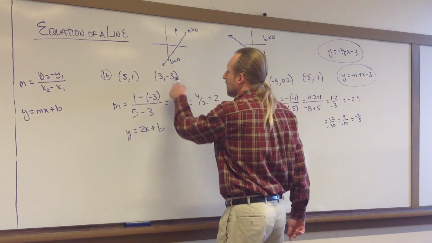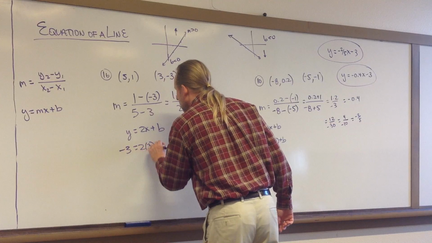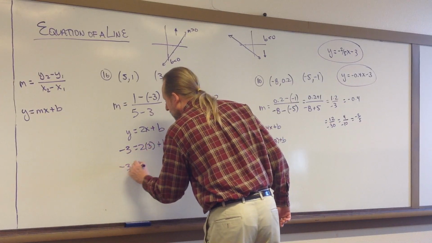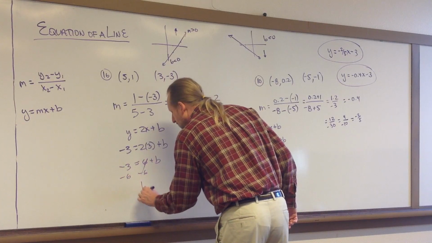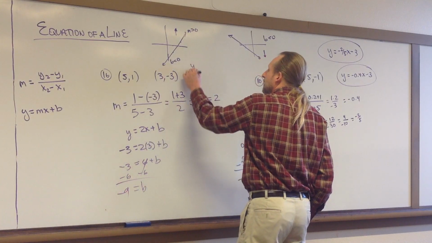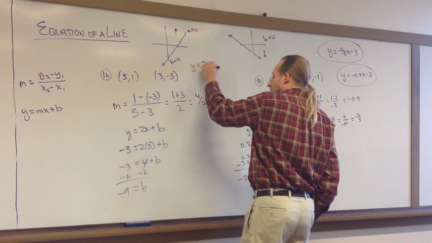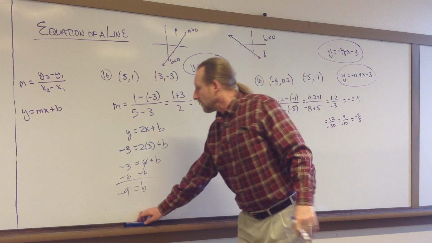And then we'll plug in our values here. Y is negative 3 when the x is positive 3. And so then we get b equals negative 9. So our answer here should be y equals 2x minus 9, and that seems reasonable.